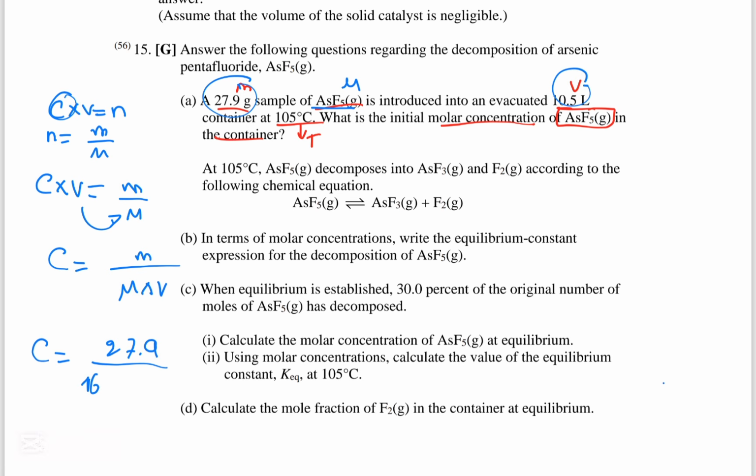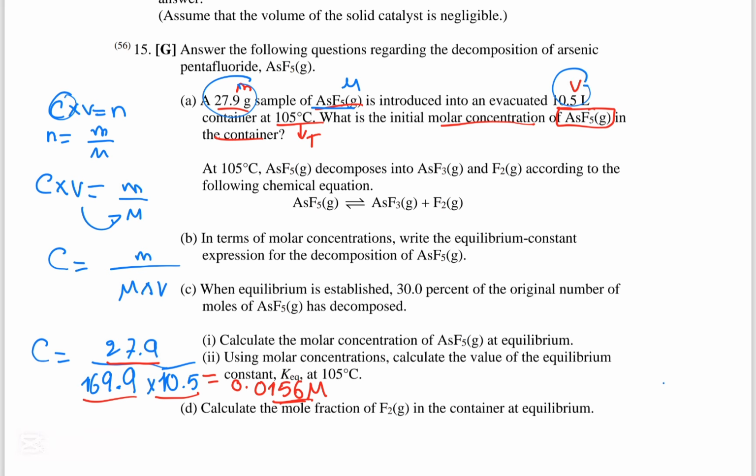So my molar mass is 169.9 times my volume, which is 10.5 liters. You put it on your calculator. I got an answer of 0.0156 molarity to 3 significant figures. This is 4, but this is 3, so you take it to the least amount of significant figures. That's it for part A.